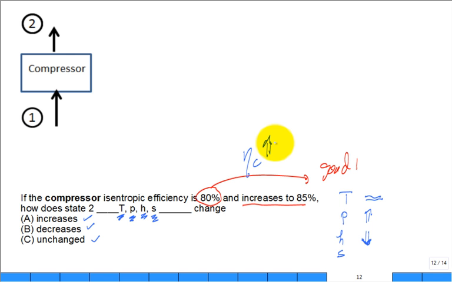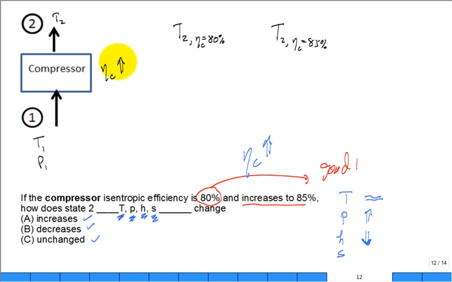So another way of answering this question is, I'm really interested in the temperature at state 2 when I have an isentropic efficiency of the compressor at 80%. How does it compare to the temperature at state 2 when I have an isentropic efficiency of 85%? Which one is greater, less, equal? That's what I'm trying to compare. The assumption is that the temperature at 1 is not going to change, and the pressure at 1 is not going to change. All we're doing is focusing on the temperature at 2 if I change the isentropic efficiency of that compressor. And here the isentropic efficiency improved. It went up from 80 to 85%. Those are just some numbers I picked.